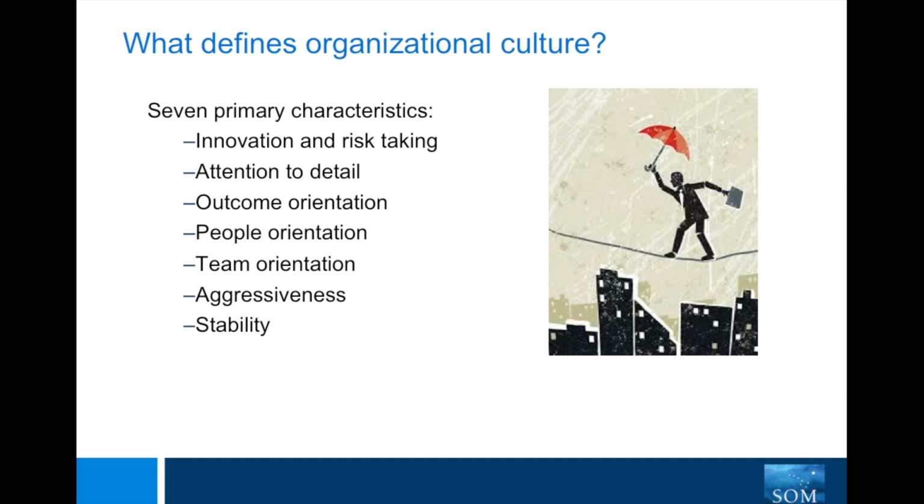So, what defines organizational culture? Innovation and risk taking, attention to detail, outcome orientation, people orientation, team orientation, aggressiveness, and stability. So, seven different characteristics. Organizational culture is the norms and values that are manifested by these different characteristics. I recommend you read up on them a little bit in the book because we don't have time in this video to go through them in depth.